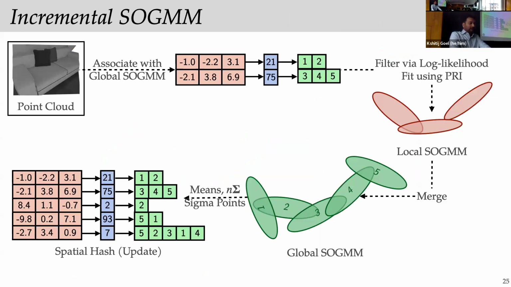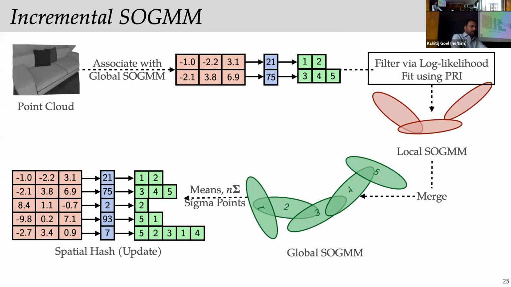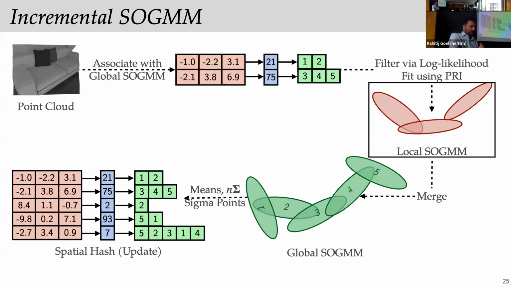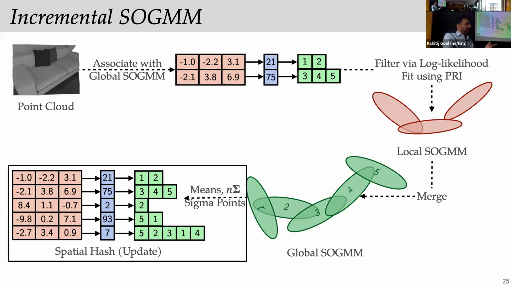So given a point cloud that has just arrived from the sensor, we first use the spatial hash to associate it with global SOGMM. This gives us all the indices in the global model that are currently overlapped by the incoming point cloud. Then we filter this point cloud based on log likelihood scores to figure out which part of the point cloud is new compared to prior model. On this new part of the point cloud, we construct the Gaussian mixture model, and then we merge it with the global model that we have seen so far. And using this global model, then we update the spatial hash for the next iteration.